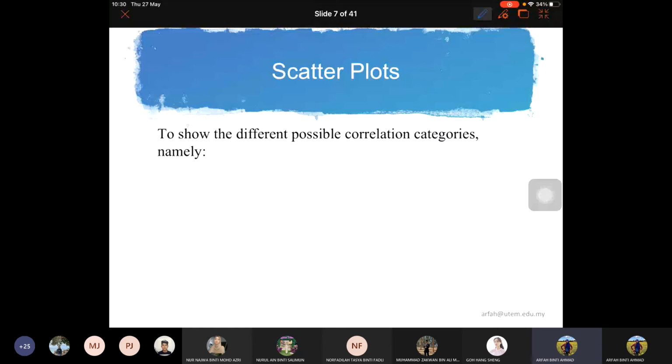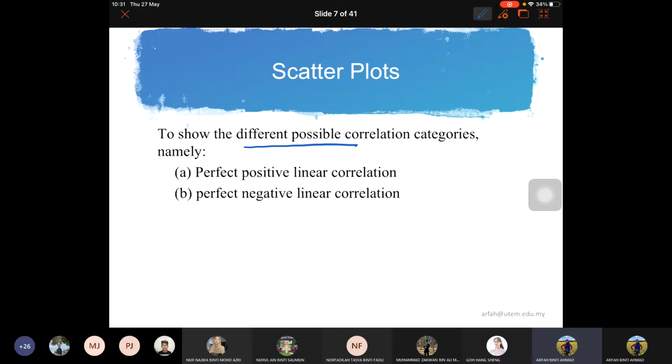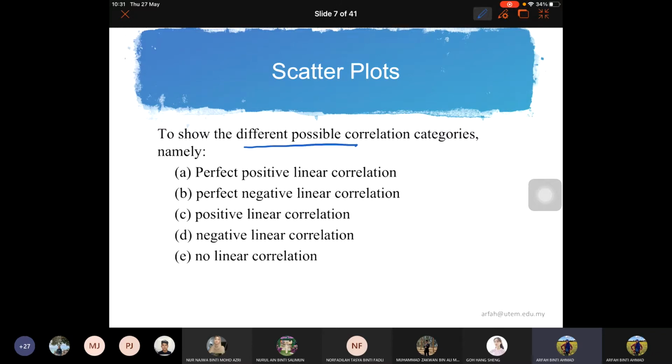So from here, scatter plot will show the different possible correlation categories. Different possible correlation categories, meaning that it may be linear or non-linear, something like that. Okay. So all the categories that can be shown by using the scatter plot, the first one is the perfect positive linear correlation. Nanti kita akan tengok dia punya rajah-rajah. Okay. For the perfect positive linear correlation. And also, the correlation that can be shown by using the scatter plot is perfect negative linear correlation, positive linear correlation, and then we have the negative linear correlation, or maybe there also exists non-linear correlation, and most probably non-linear relationship. So non-linear relationship meaning that the relationship exists will be, for example, in the form of quadratics and then exponential and then apa nama dia, logistics and so on.